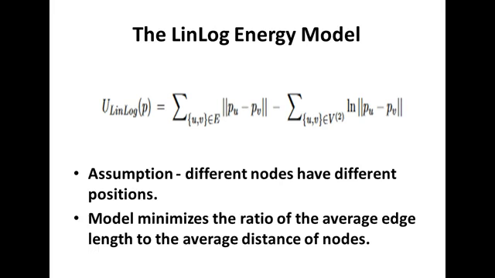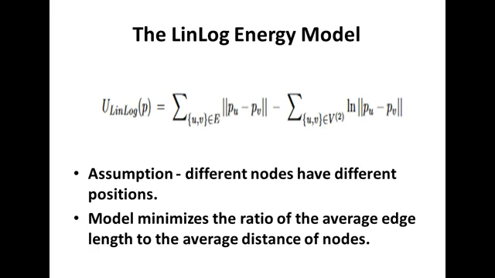Okay, so this was the model introduced by the writer of this article. The name of the model is the LinLog energy model. The LinLog energy model, which we normally represent by U subscript LinLog of P, of a drawing P, is defined as follows: the summation of the norm of P(u) minus P(v), minus the summation of the ln of the norm of P(u) minus P(v). Now the first term can be interpreted as the attraction between adjacent nodes, so basically the attraction between nodes that are adjacent to each other.